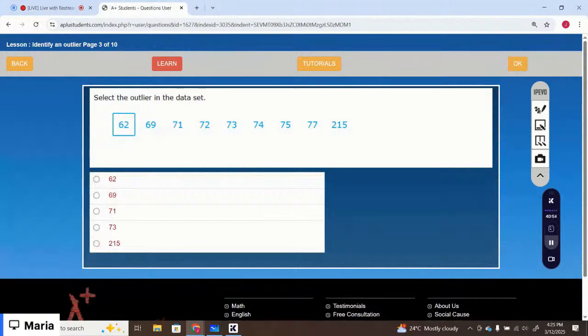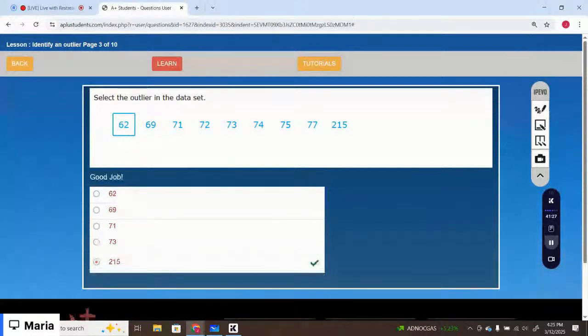Select the outlier in the dataset, which is the correct option? That is 215. The last option is the correct option.